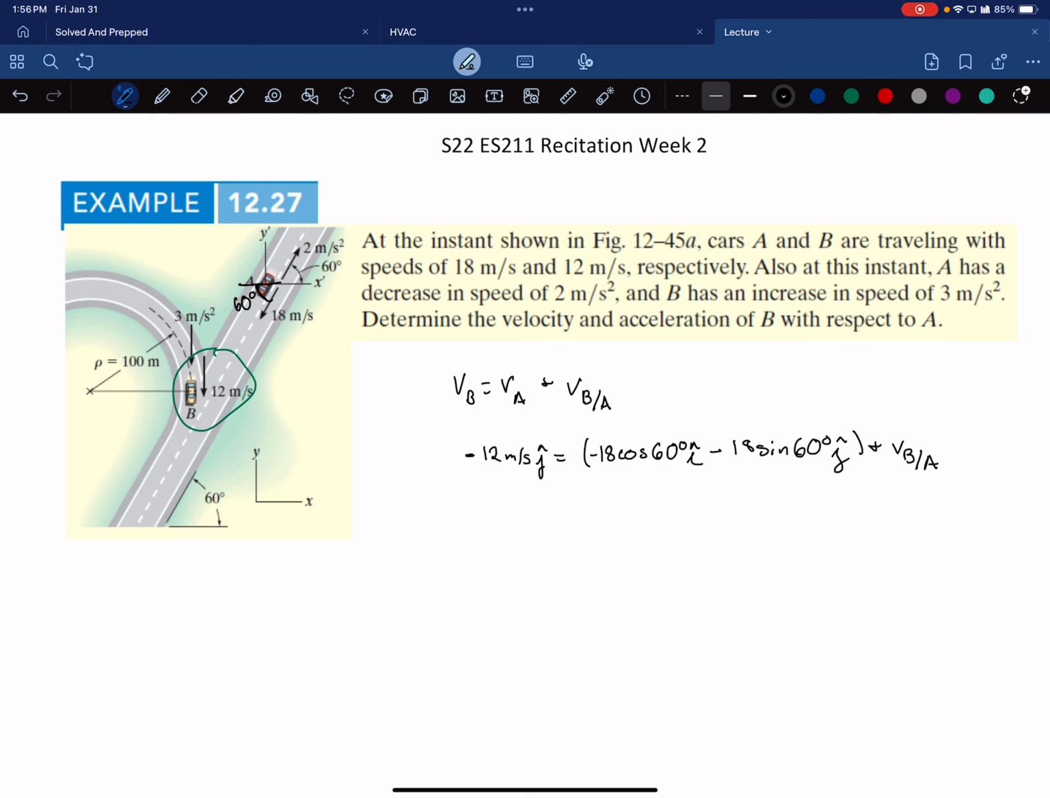And so if we combine the like directions and solve for VB, we get that VB with respect to A is 9 i plus 3.588 j hat, and then meters per second is our units.